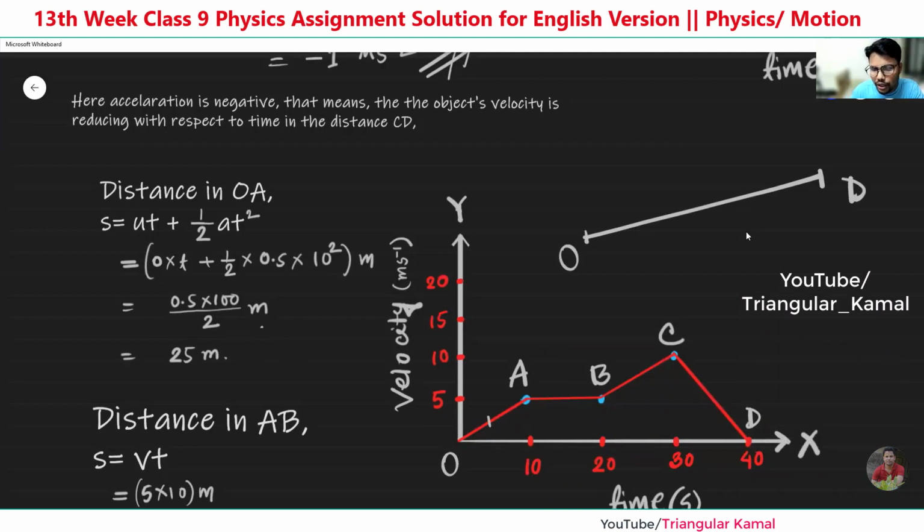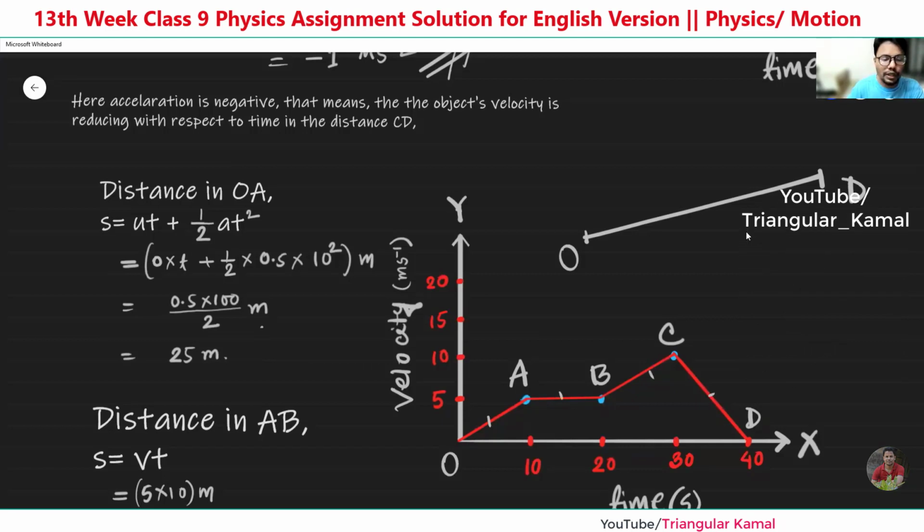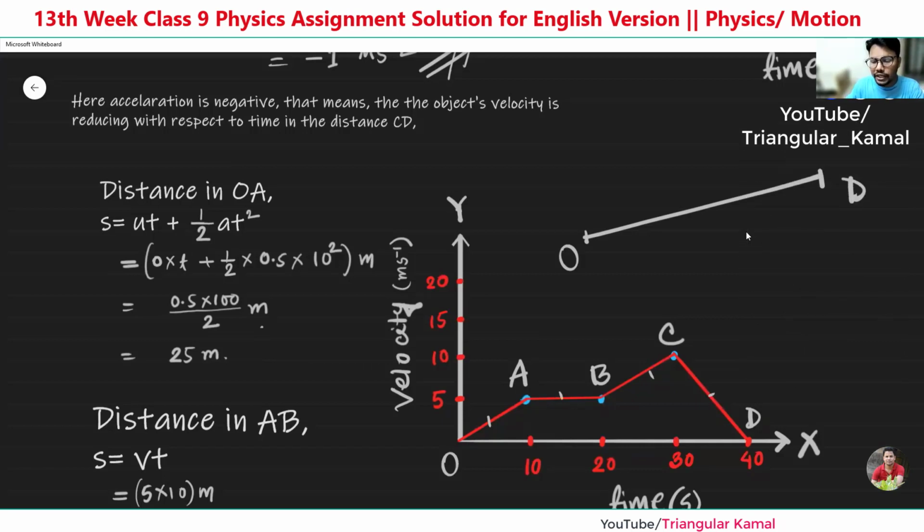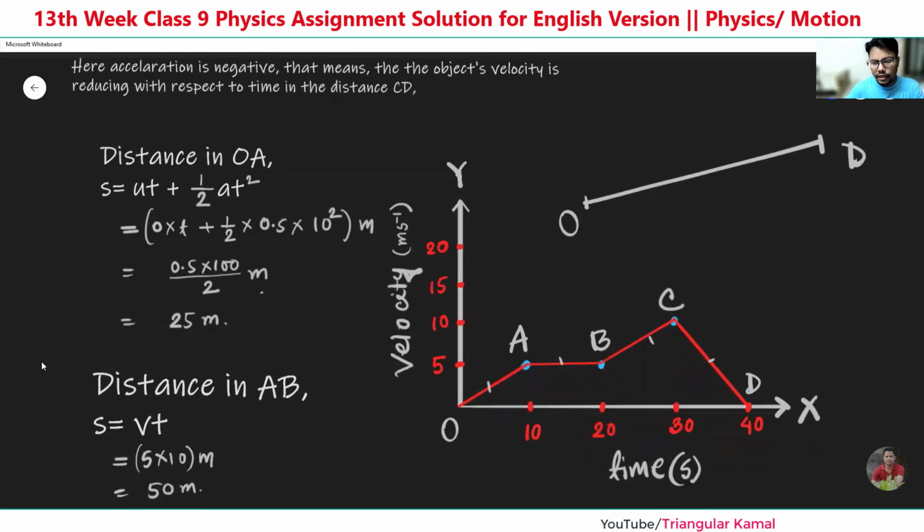Here there are a total of 1 part, 2 part, 3 part, and 4 part. So now we have to find the distances O to A, A to B, B to C, and C to D. Then we will add the 4 distances successively. Here O to A is acceleration.